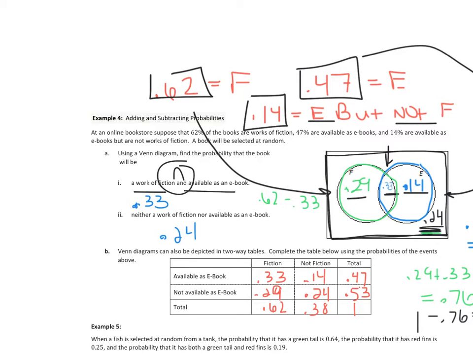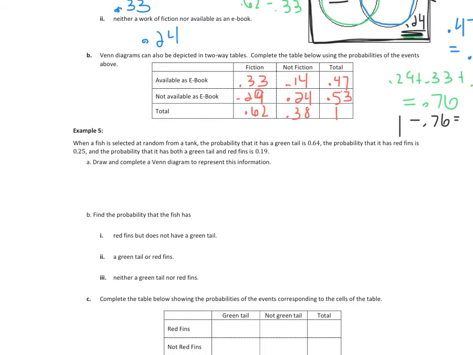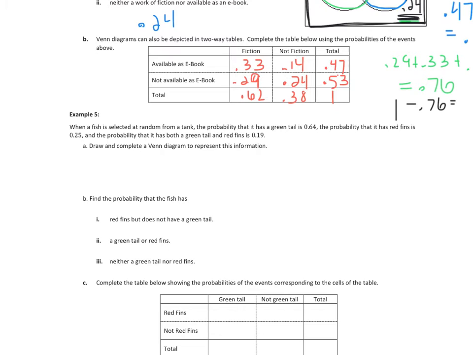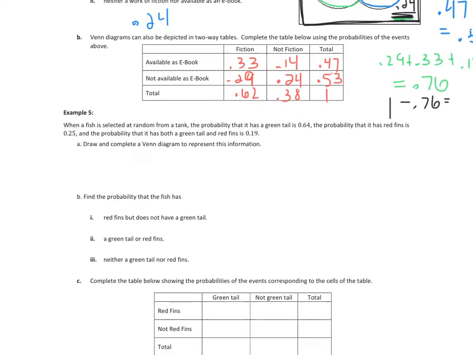Okay, and there we go. So example 5. When a fish is selected at random from a tank, the probability that it has a green tail is 0.64 and the probability that it has a red fin is 0.52. They want you to draw a Venn diagram. So we're going to make ourselves a Venn diagram.